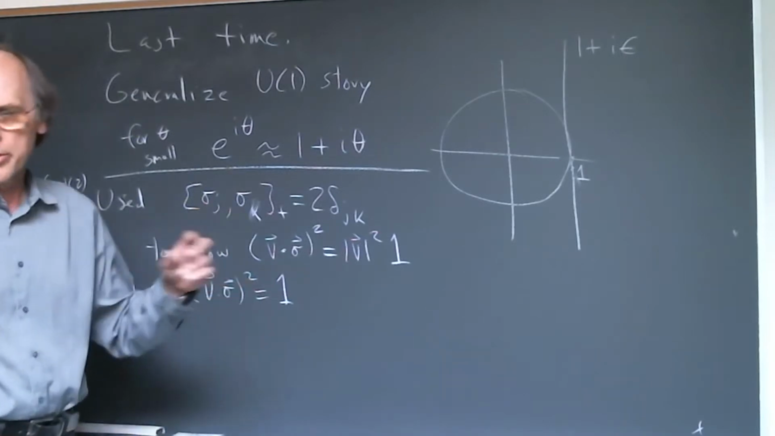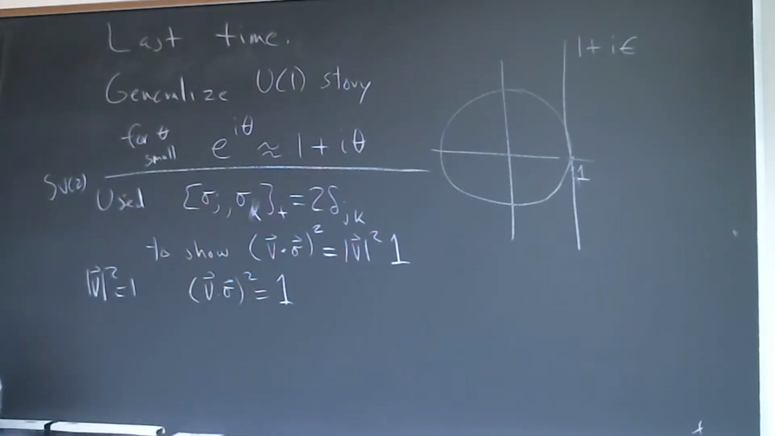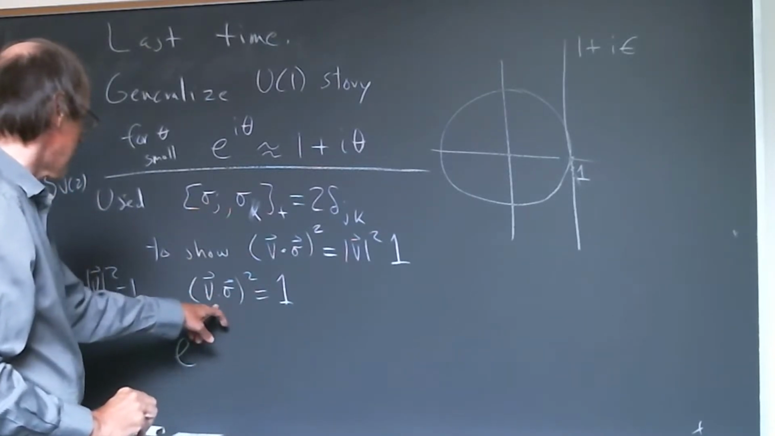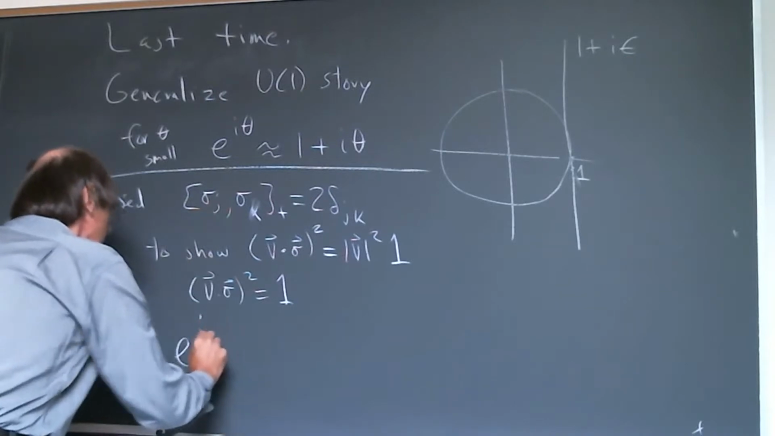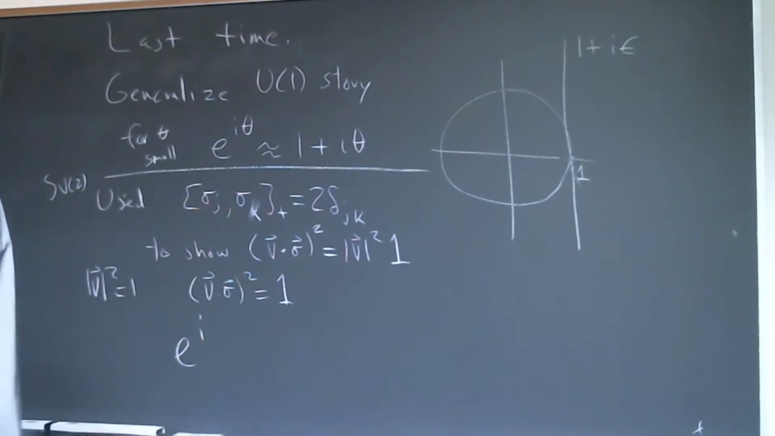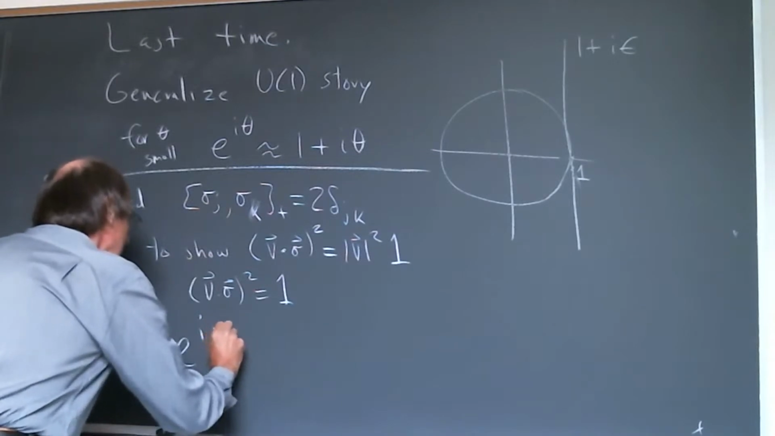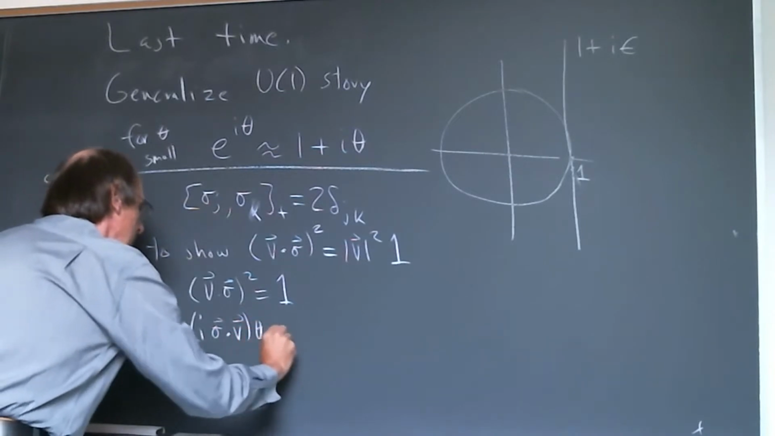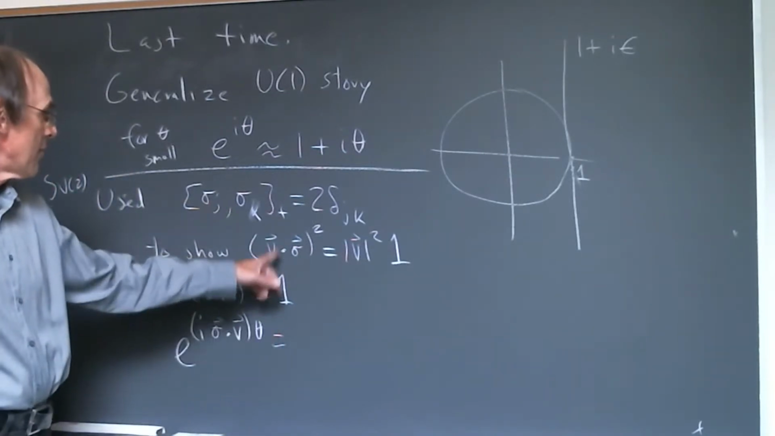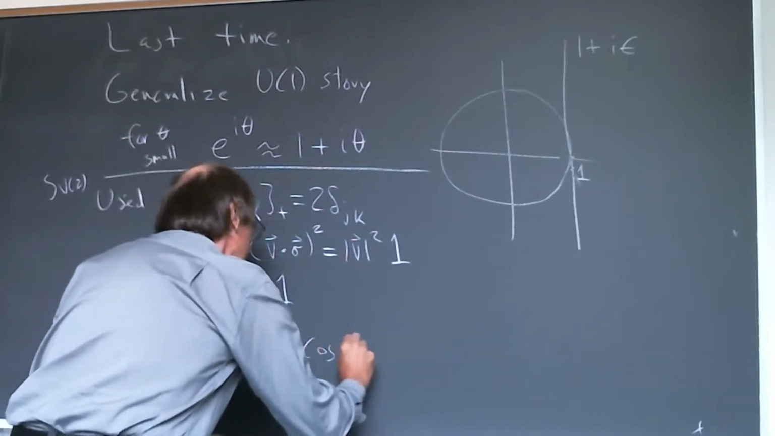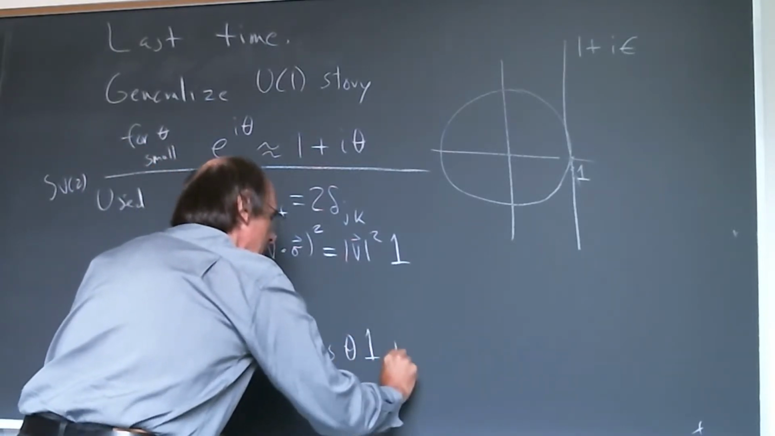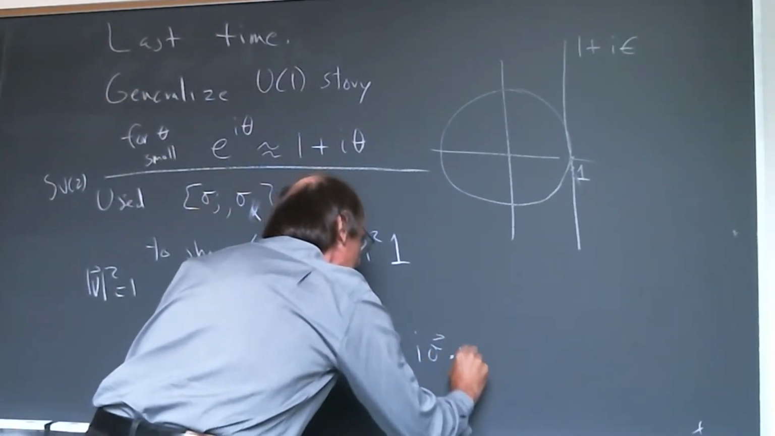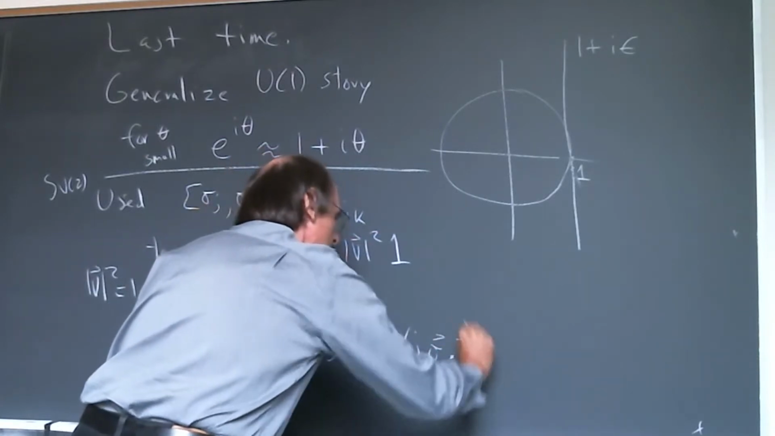So if you square it, you get 1. And you use this to show that if you take e to the i v vector dot sigma vector, that is, e to the i sigma vector dot v vector, multiplied by theta, and expand this out, you get cosine theta times the identity matrix plus i sigma vector dot v vector times sine theta.